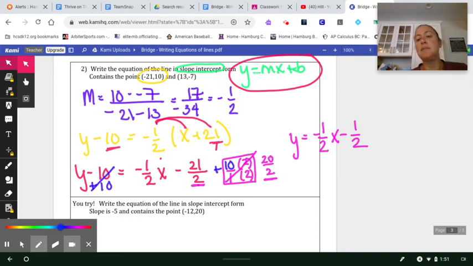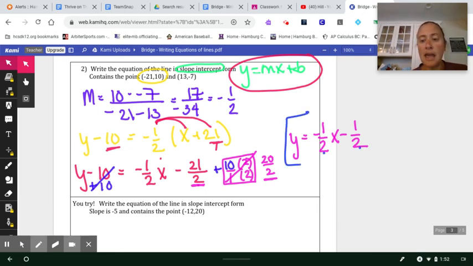Standard form basically means there are no fractions. So to kill this fraction with a denominator of 2, I'm just going to go through and multiply every term I see by the number 2. So 2 times y becomes 2y. 2 times negative 1/2, I'm going to get negative 2 over 2, so that becomes negative x. And 2 times 1/2 becomes 1.